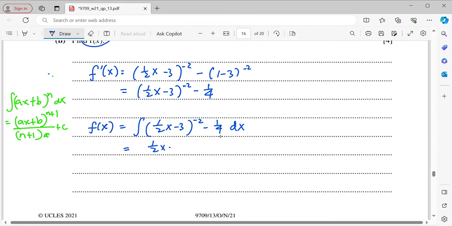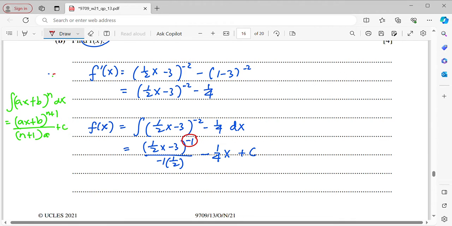Therefore, now I will be getting half x minus 3, degree minus 2, you plus 1 becomes minus 1, over minus 1, and differential half x minus 3 is half. Okay, that is our differentiation. And then the minus 1 over 4 becomes minus 1 over 4x, and don't forget to write the plus c. So now, when you see the denominator is negative half, so 1 over negative half is negative 2. And then the numerator with degree of minus 1.